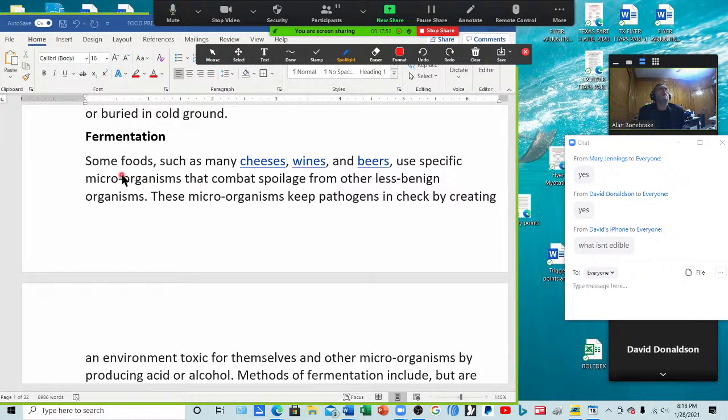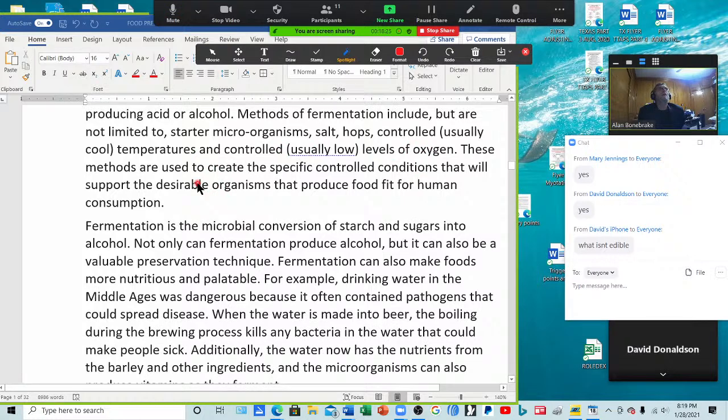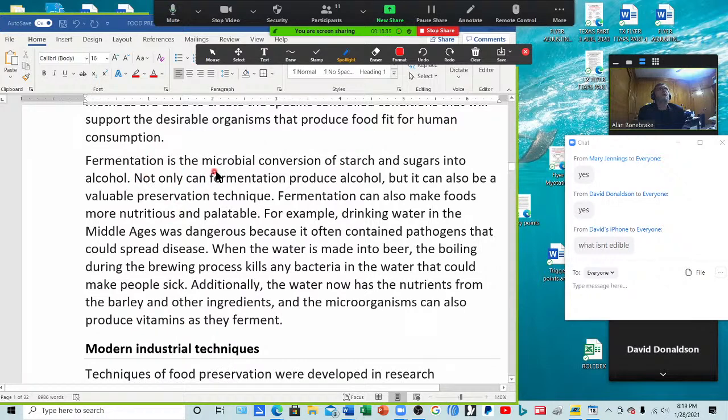Some foods, such as many cheeses, wines, and beers, use specific microorganisms that combat spoilage from other, less benign organisms. These microorganisms keep pathogens in check by creating an environment toxic for themselves and other microorganisms by producing acid or alcohol. Methods of fermentation include, but are not limited to, starter microorganisms, salt, hops, controlled, usually cool temperatures, and controlled, usually low levels of oxygen. These methods are used to create the specific controlled conditions that will support the desirable organisms that produce food fit for use and consumption. Fermentation is microbial conversion of starch and sugars into alcohol.